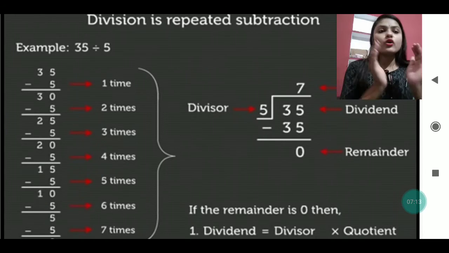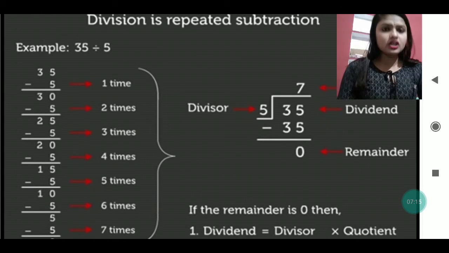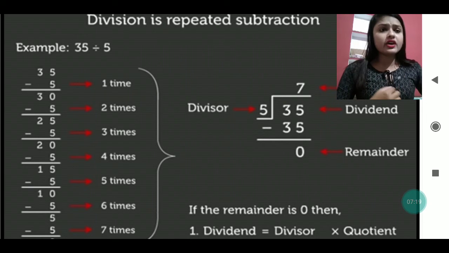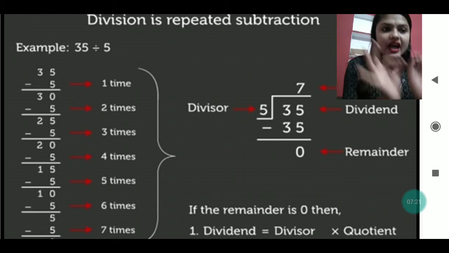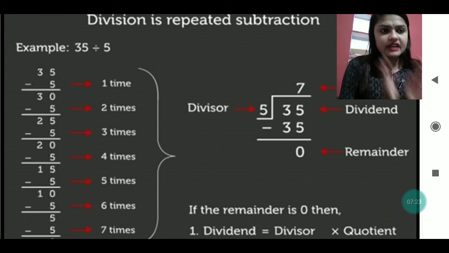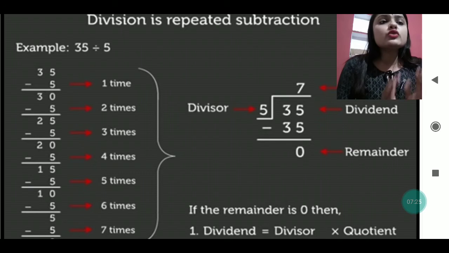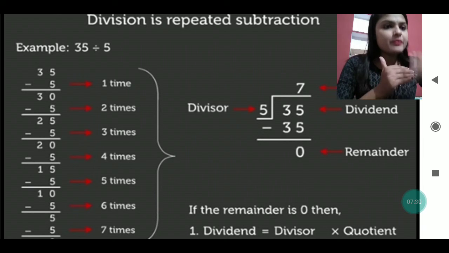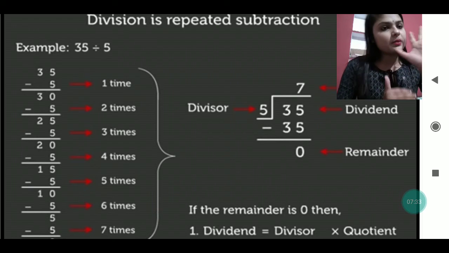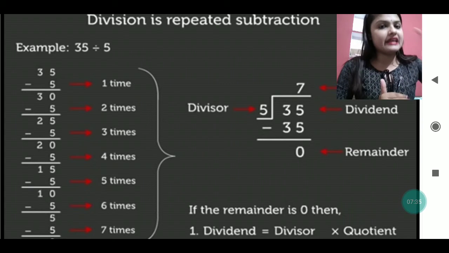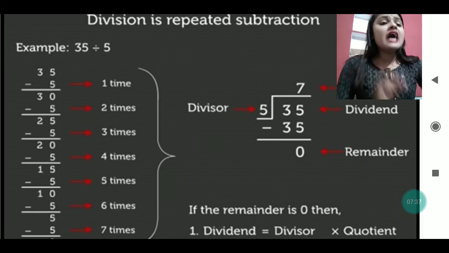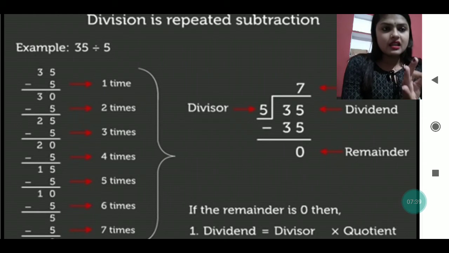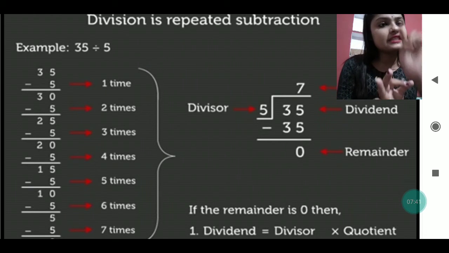Student, I am with one more question of repeated subtraction. So you all can see 35 divided by 5 is given. So student, what will you do in this question? Just see. We have to subtract repeatedly. Which number? We have to subtract 5 from 35 repeatedly, again and again. And this process will go until we get 0 in the last.